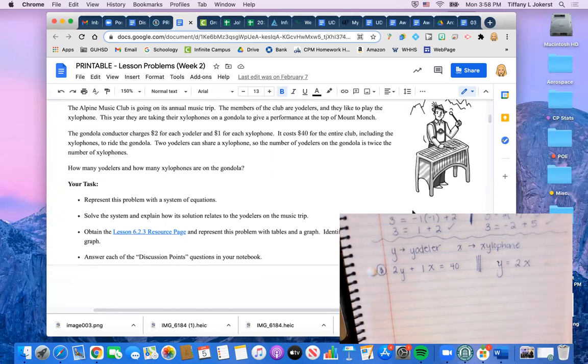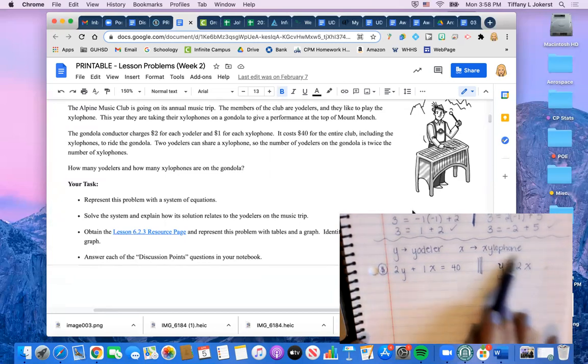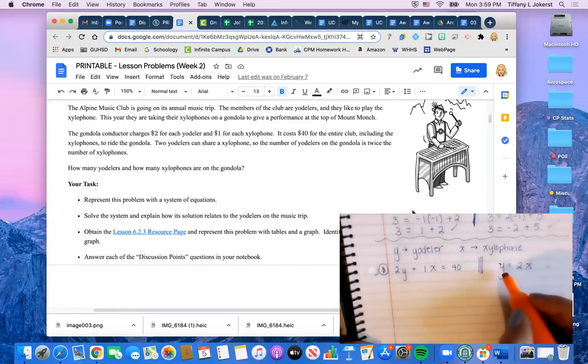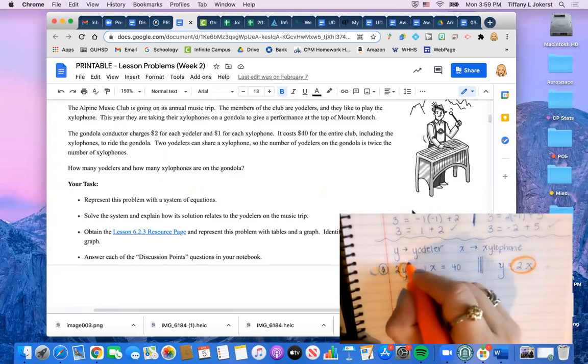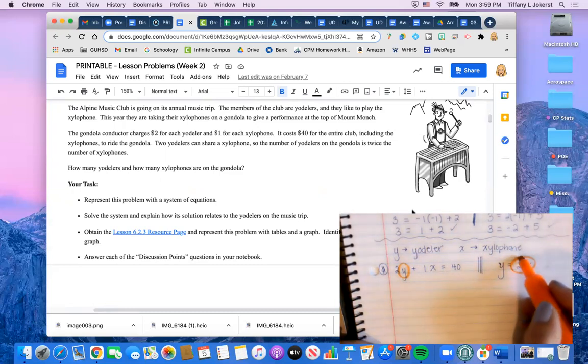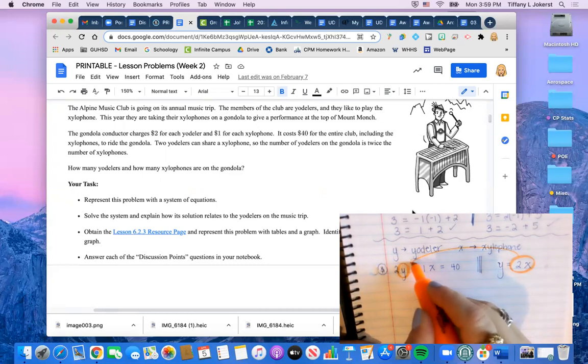So the first part is getting the equation. That's the hard part. The easier part is to actually go through and solve it. Since I have y equals something already, I'm going to use a method called substitution. Because y is equal to 2x, wherever there's a y in this equation, which is only one time, I'm going to plug in 2x instead.